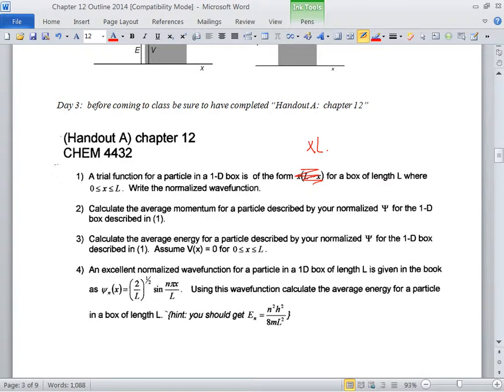Notice how these trial functions are not all the same. There are some functions that are better than others. In the real world, they'll model a lot better. I don't think this one will that well, but okay.